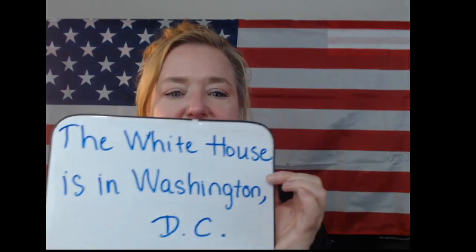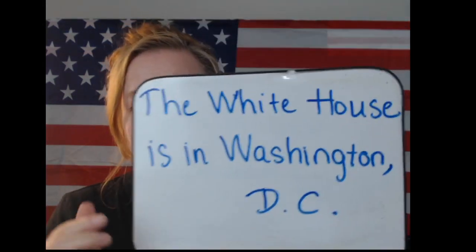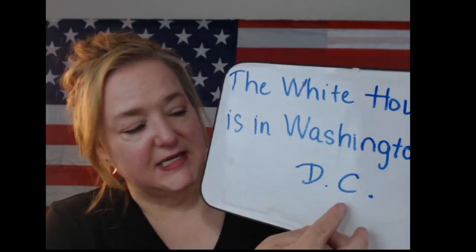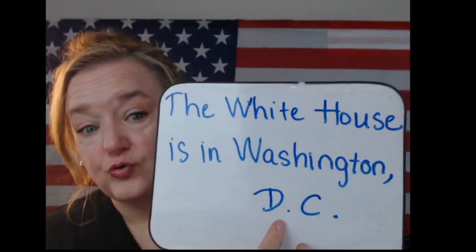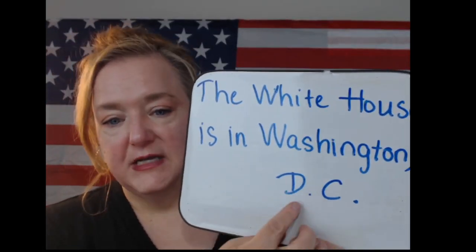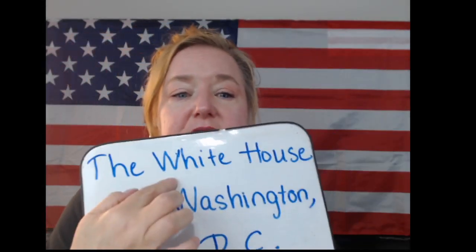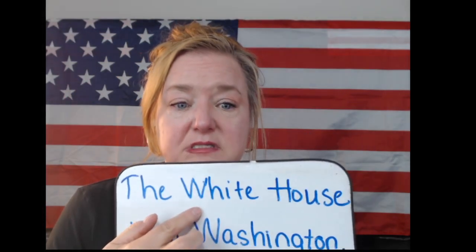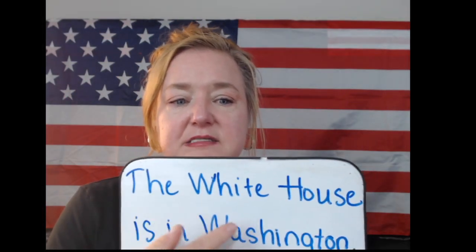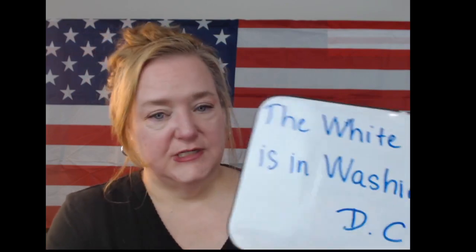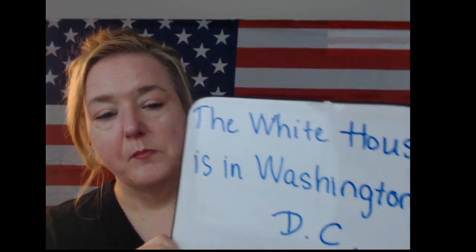And once again, remember our punctuation for Washington, D.C. We're going to have that period at the end, like Betty was saying. D.C. is like East Baton Rouge Parish. It's District of Columbia. It's abbreviated. White House is a specific house, so it's capitalized. You have three, the White House, Washington, all those are capitalized.